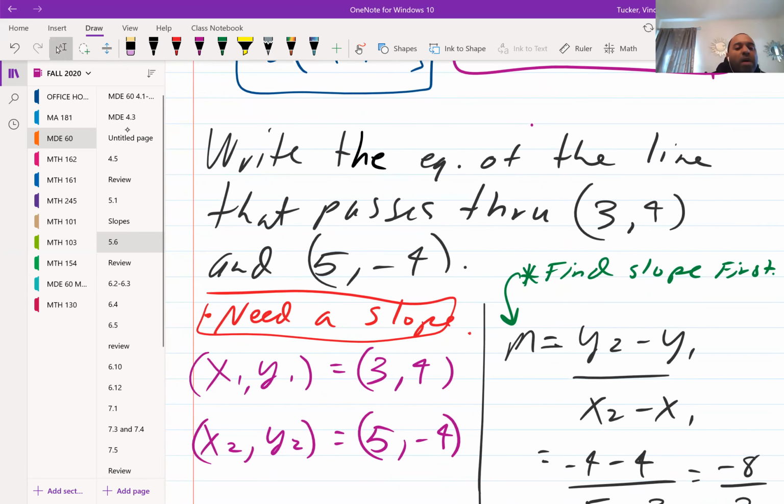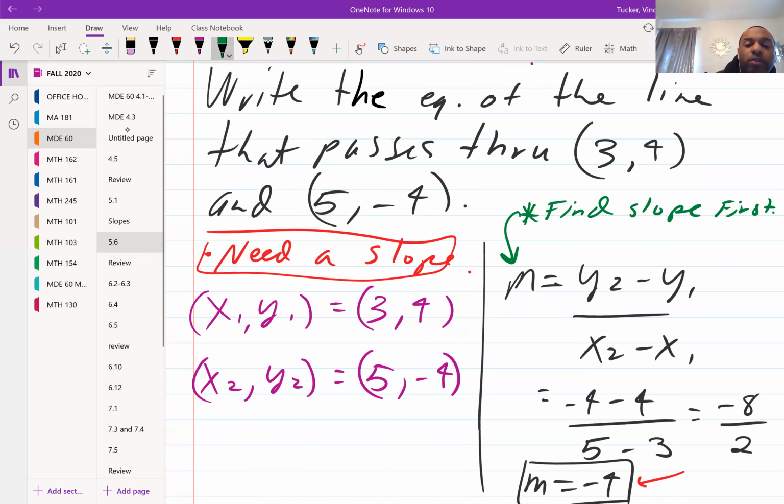So we have x1, y1, x2, y2. Remember we talked about finding your slope before. If you have 2 points that are on the line, all you have to do is call one of your points point 1, call the other one point 2, and then put them in this formula right here, y2 minus y1 over x2 minus x1.